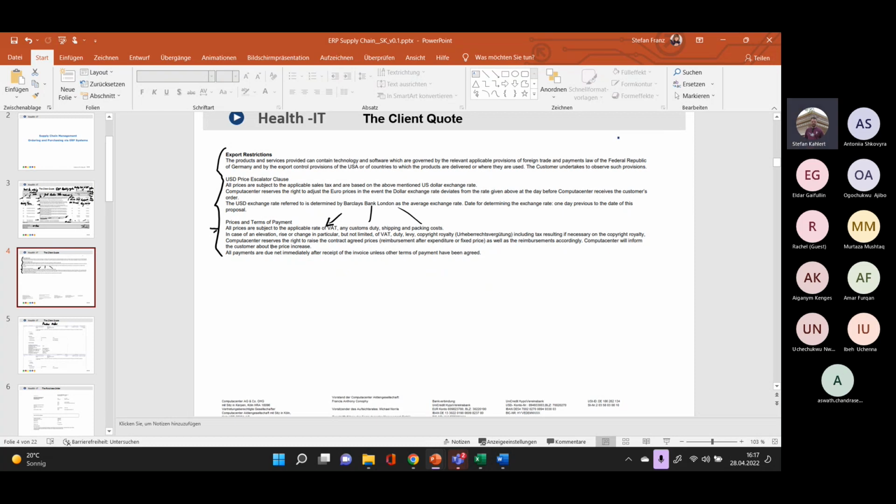And you see here reimbursement, fixed price accordingly, and the information that if a price increase happens, the client will be informed automatically, again through the system. So all payments will be done net.